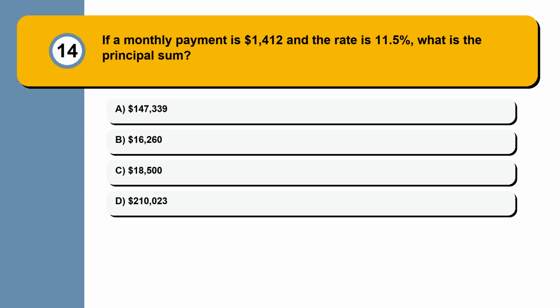Question 14. If a monthly payment is $1,412 and the rate is 11.5%, what is the principal sum? $147,339, $16,260, $18,500, $210,023.